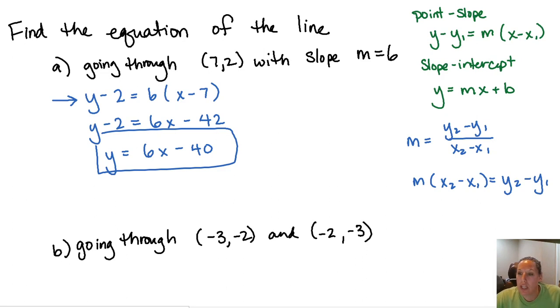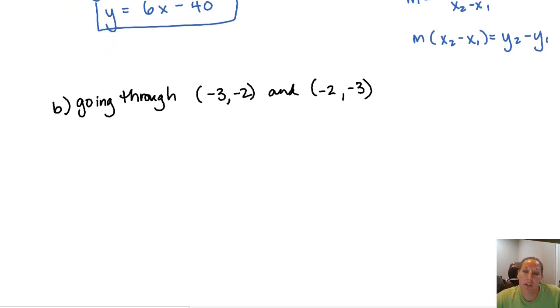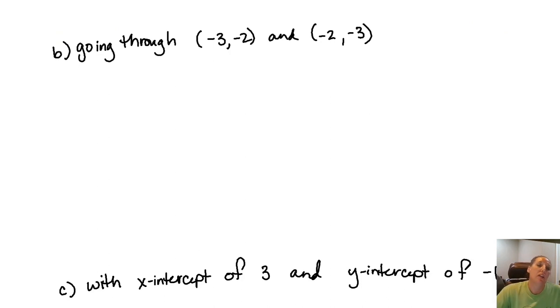All right, if we're given 2 points to start out with, finding the same thing, now we're going through the point negative 3, negative 2, and the point negative 2, negative 3. So we've got 2 steps in this one. We need to find our slope, so I'm going to call this x1 and y1, and the second point x2, y2, and plug into that slope formula.